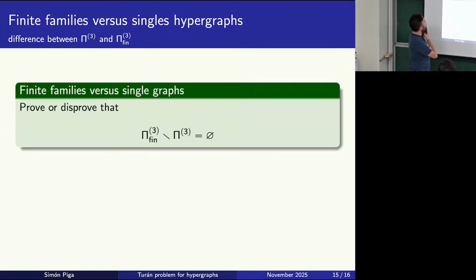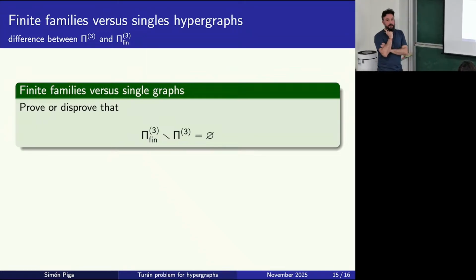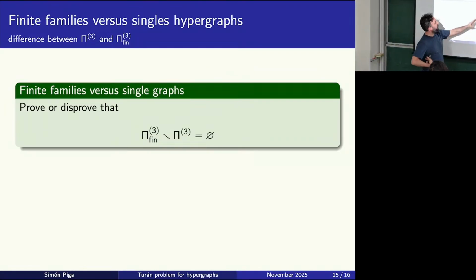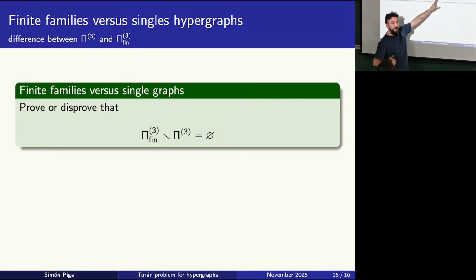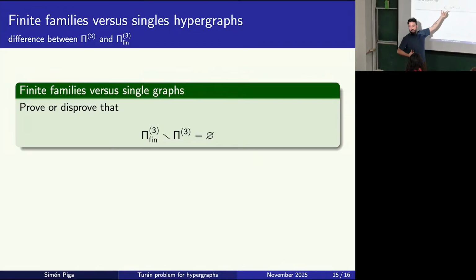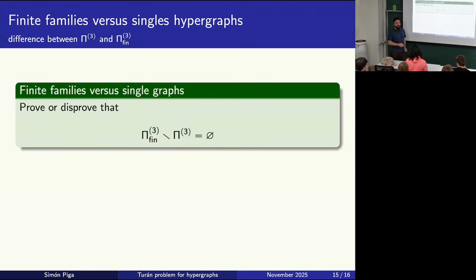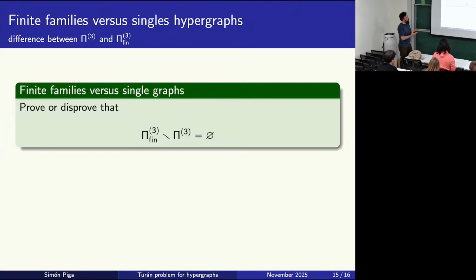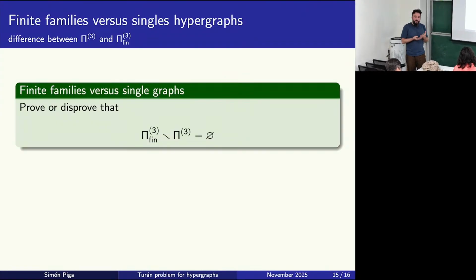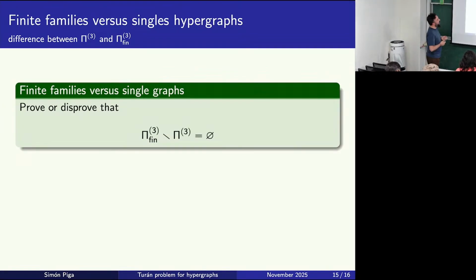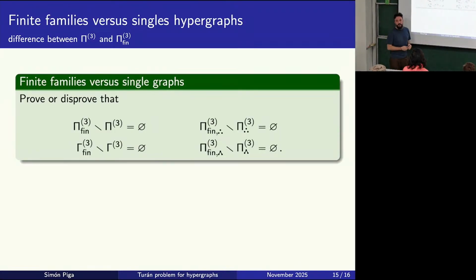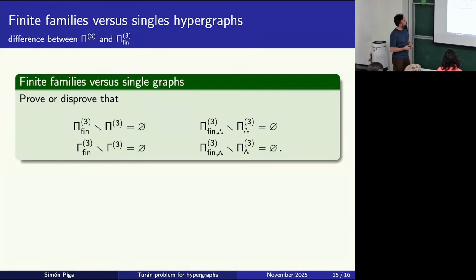One question is about what I was saying before, the difference between the finite and the single. So this is the set of possible Turán densities for single graphs, and this is for finite families, and it's not known whether this is actually different or not. When you forbid only one hypergraph, it's not clear whether you obtain more possible points when you forbid more hypergraphs. And this is not known for any of the variations. In any case, I think it would be an interesting topic.